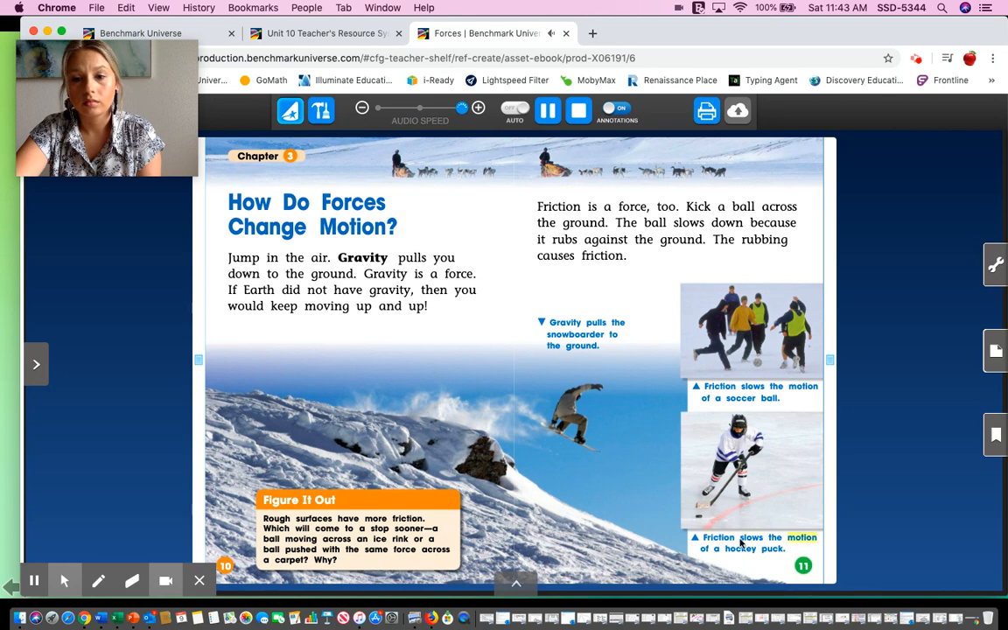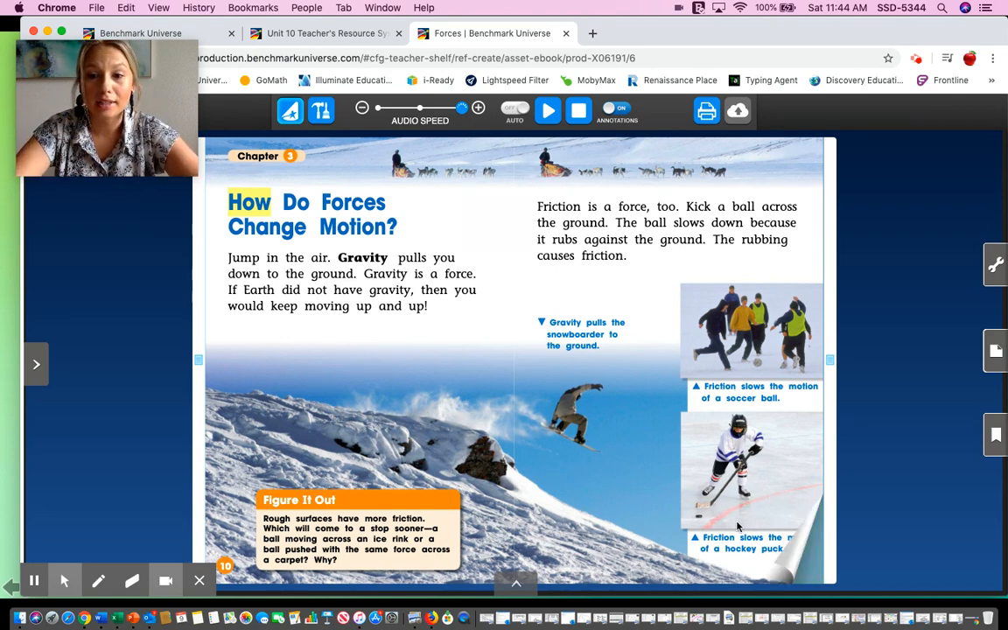Friction slows the motion of a hockey puck. And Chapter 3. Oops. Whoa. So look over here. This person is playing hockey. And hockey's on an ice rink. You have ice skates on, and you move this little puck with the stick, and you try to get it into a goal. It's really hard, one, to ice skate, but two, to try to move the puck with the stick. So this is what hockey is.